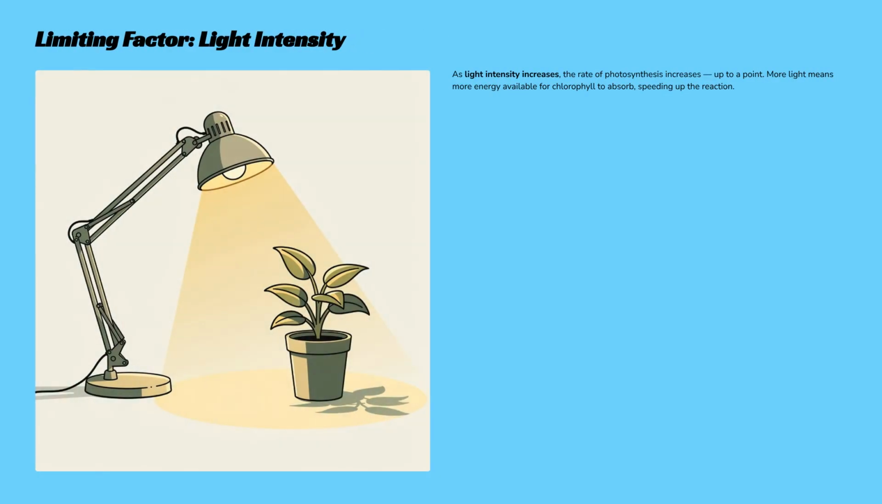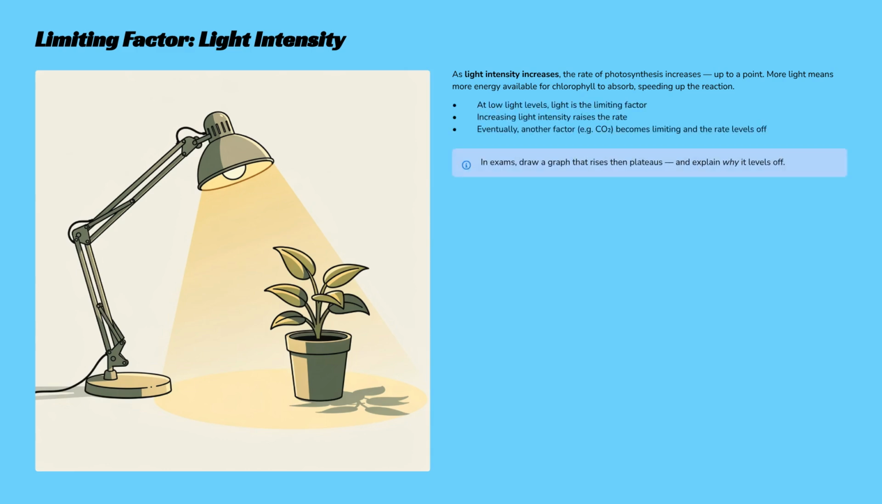As light intensity increases, the rate of photosynthesis increases up to a point. More light means more energy is available for chlorophyll. At low light levels, light is the limiting factor. Eventually, another factor, like carbon dioxide, becomes limiting and the rate levels off.